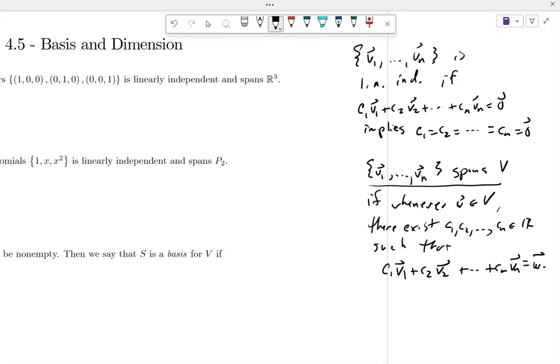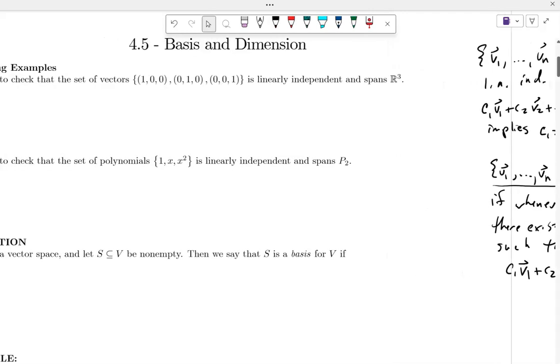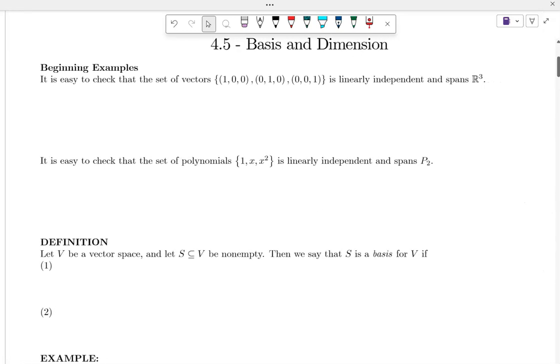But again, remember our idea of that is the IJK that you use in Calc 3, right? I can write every single vector as something times I plus something times J plus something times K. The IJK would span R3. That's what that means, okay? Linear independent, again, means there's only one way to write the zero vector, and what that gives us is uniqueness for the representation. So let's look at some of these examples to start with.